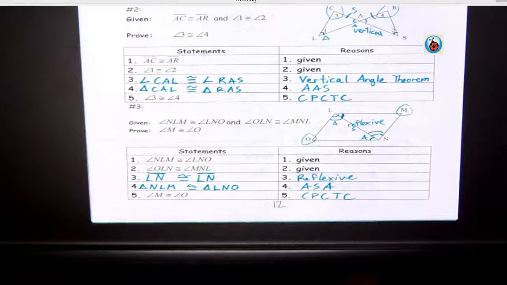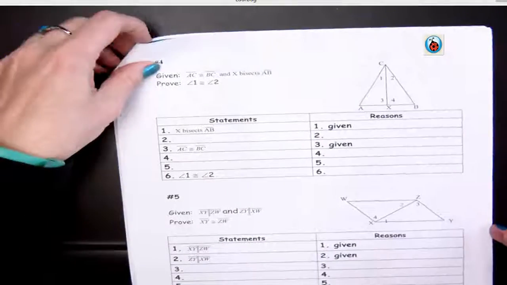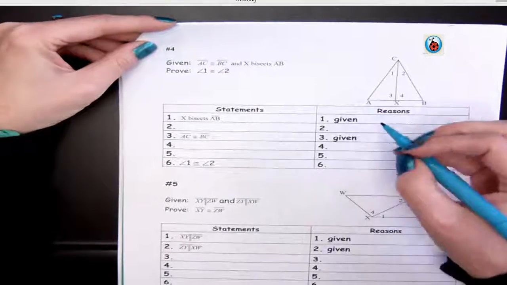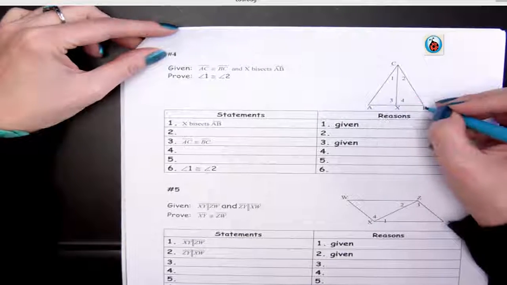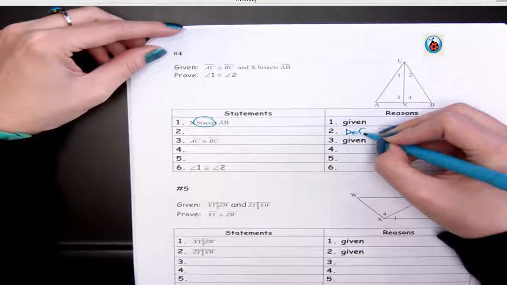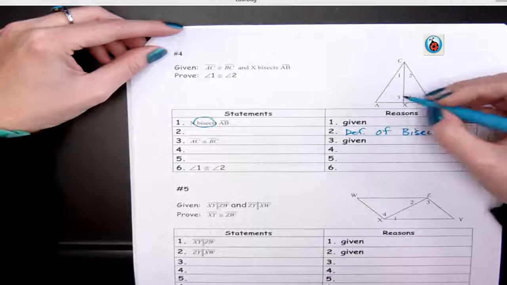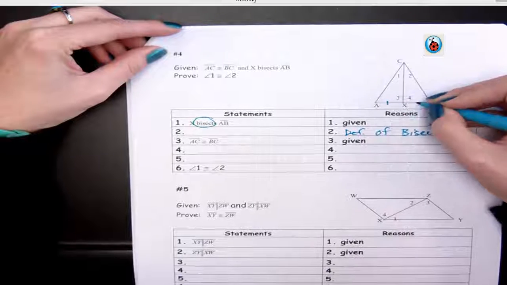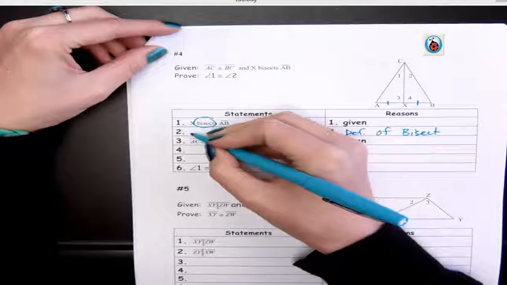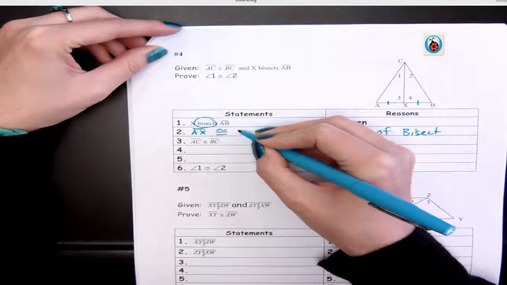Once you have that, flip over to the next page. Okay, so we have a given, X bisects AB. So when we have the word bisects, we have to define it. And so we look at our drawing and say, okay, if X is in the middle, AX has to equal BX. So AX is congruent to BX.